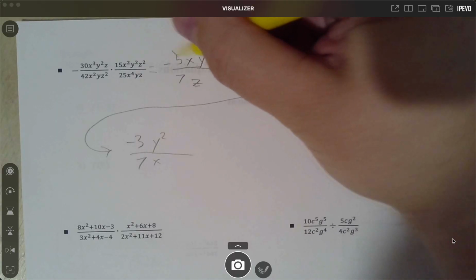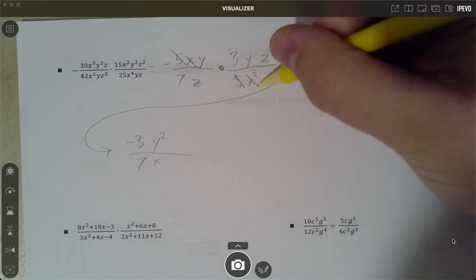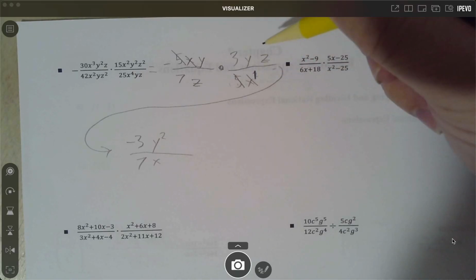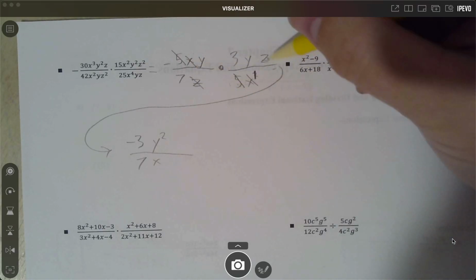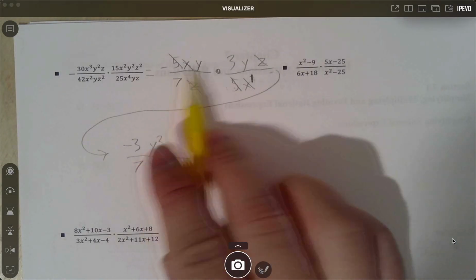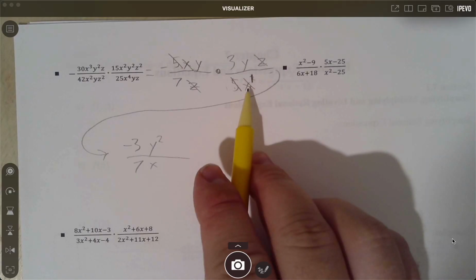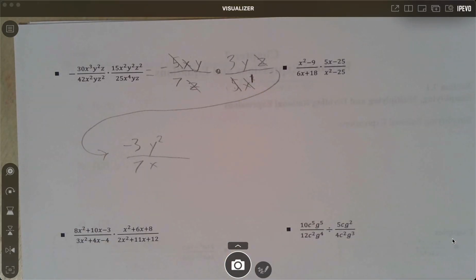So, in other words, I can cancel out those 5s early. I can cancel out this x with the x squared. I can cancel out the z with the z, and that's really where we're getting that final answer. A negative 3y squared, and a 7 on the bottom with an x to the first. All right, so we can cancel that as we go.